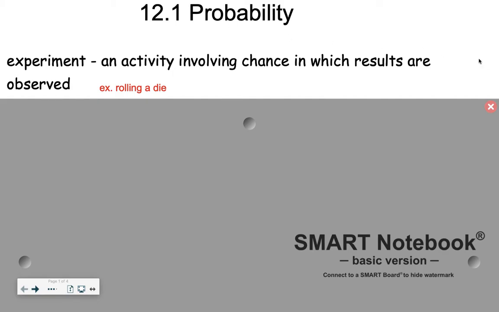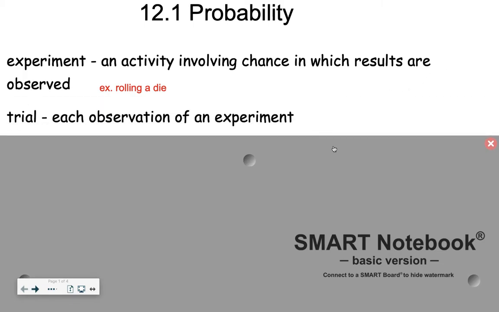All right, an experiment is an activity involving chance in which results are observed. So any type of activity that you do where there could be different outcomes that happen. So while we write down these definitions, I'm going to use the example of rolling a die. Most of you have played board games before, so you're familiar with dice. When you roll them, there's 6 sides, so you can get a different outcome of 1, 2, 3, 4, 5, or 6. So the trial is each observation of an experiment. Each time you roll that die, that's a different trial.